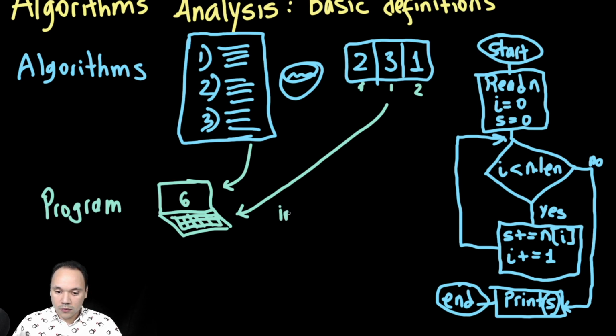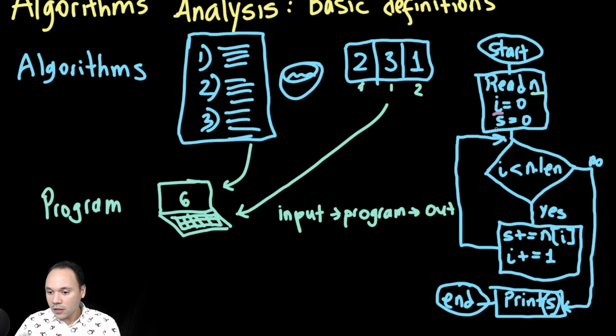So the program has an input, right? We have the program here. The program runs the algorithm, and then we have an output, right? If you notice, in the implementation that we did, we have used some variables to store the input. Let's use another color. Let's use purple. i for storing the indexes, s, right? So all of these variables are data structures.